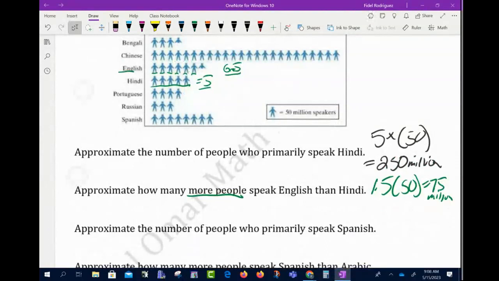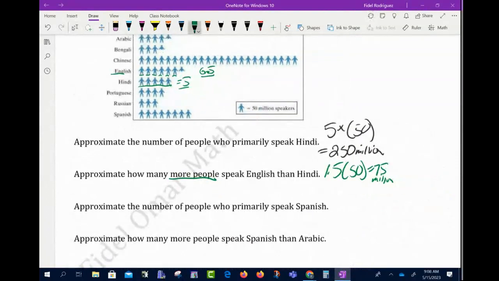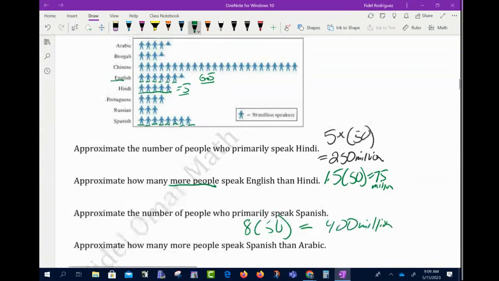Okay, what about Spanish? How many people speak Spanish? Let's count. 1, 2, 3, 4, 5, 6, 7, 8. So 8 times 50, is that 400? Right? Okay, how many more people speak Spanish than Arabic?